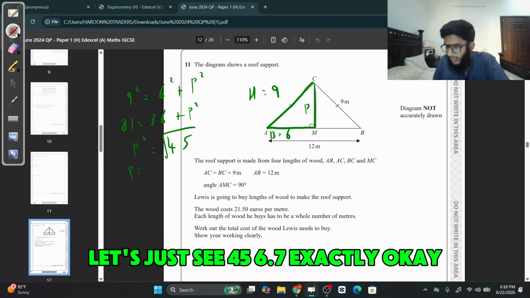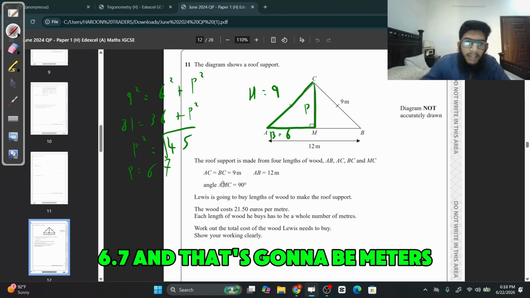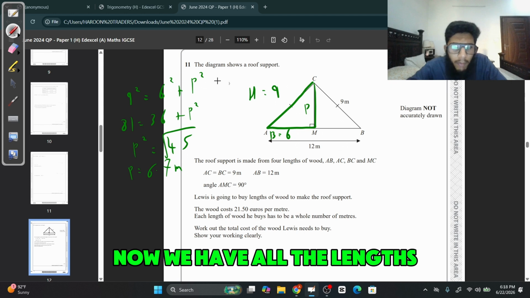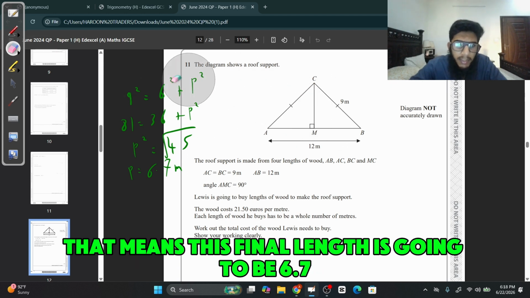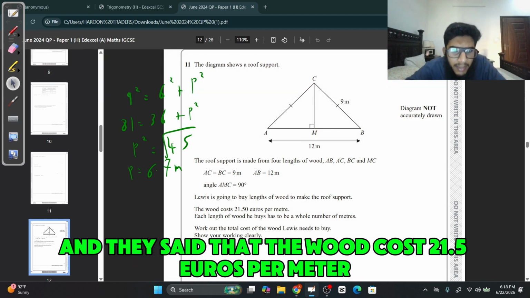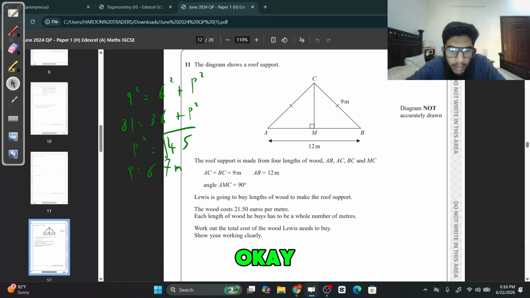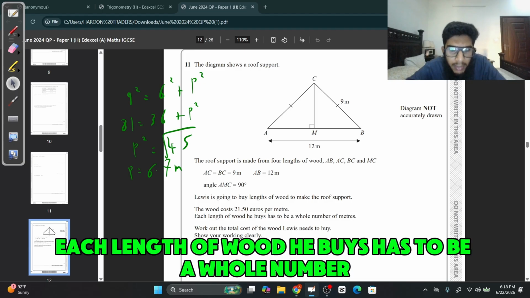45, 6.7 exactly. Okay, 6.7, and that's going to be meters. Now we have all the lengths. That means this final length is going to be 6.7, and they said that the wood costs 21.5 euros per meter. Okay, each length of wood he buys has to be a whole number.